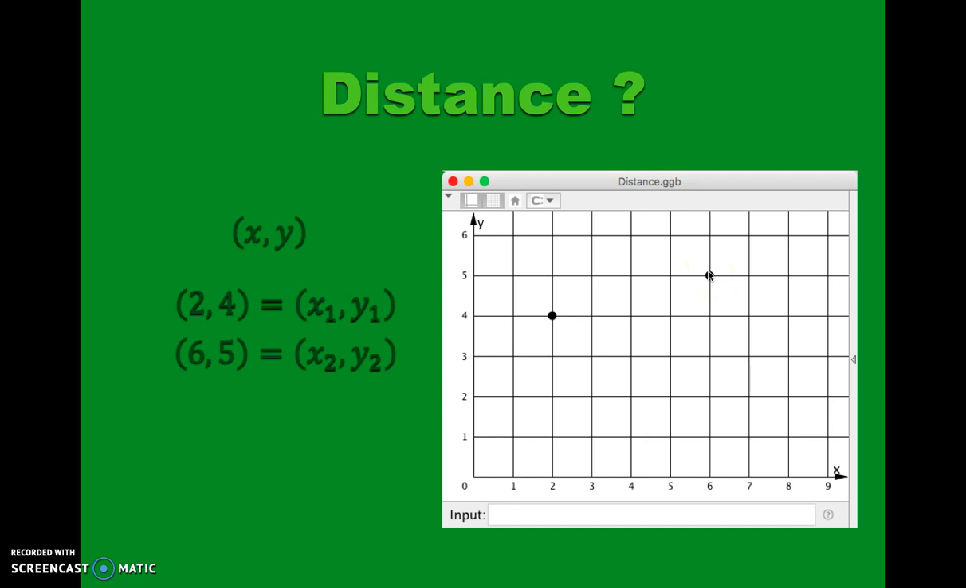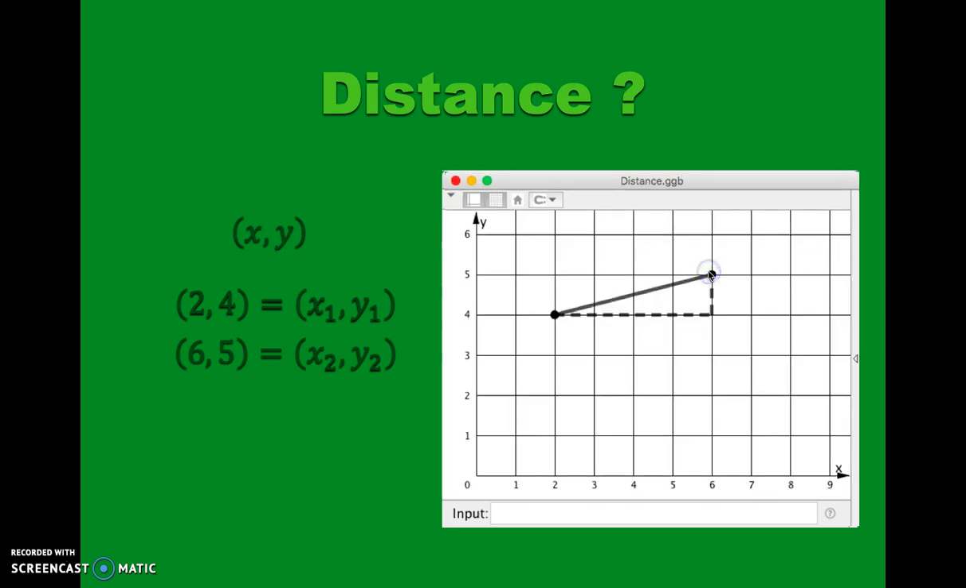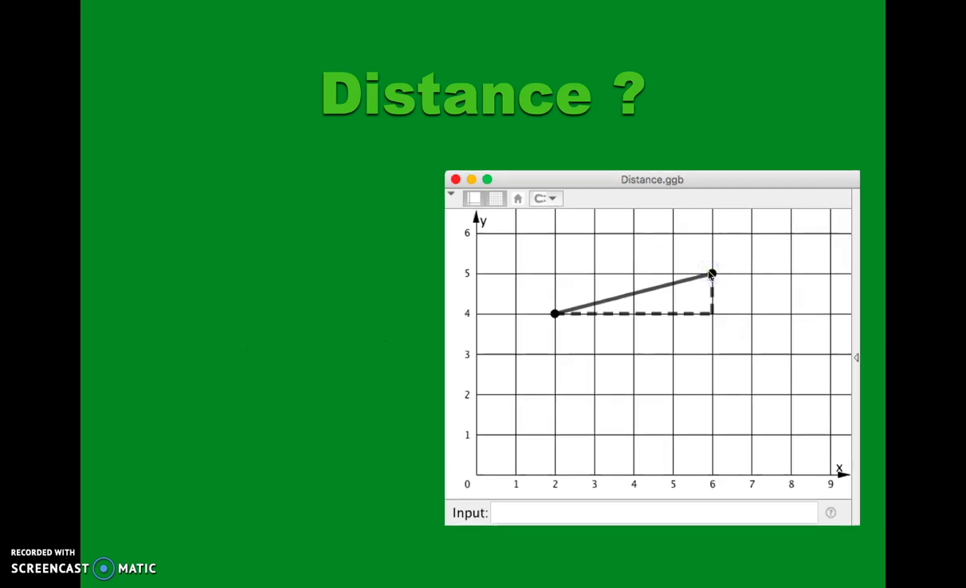These 2 points would now be connected by a line segment. This line segment would be the distance. From the line segment, we create a right triangle. When having a right triangle, the Pythagorean theorem should come to mind. It states that a squared plus b squared equals c squared, where a and b are the legs.